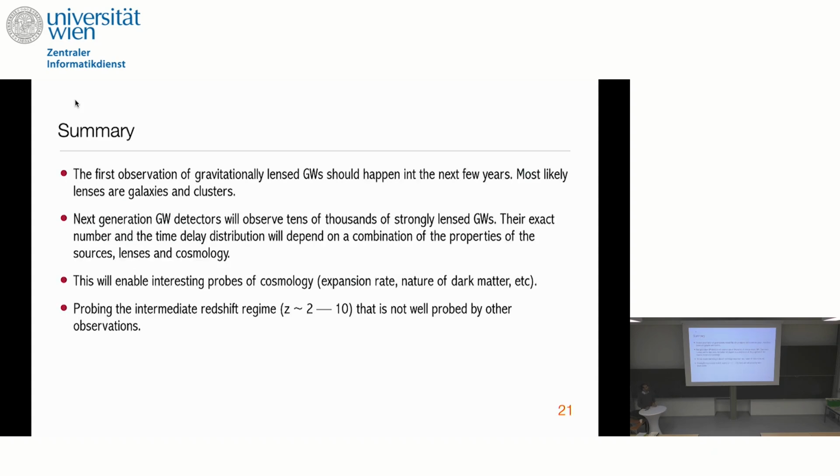So let me summarize. The first observation of lensed gravitational waves should happen in the next few years. And most likely lenses are galaxies. And the next generation detectors will detect thousands of lensed events, possibly tens of thousands. And their precise number of lensed events, as well as their time-delay distribution, would contain imprints of cosmological parameters, as well as the nature of dark matter. So it would be a new probe of cosmology, in particular in this intermediate redshift regime.